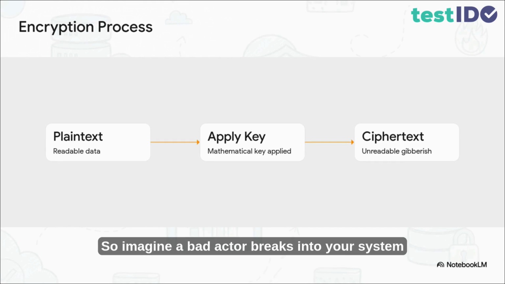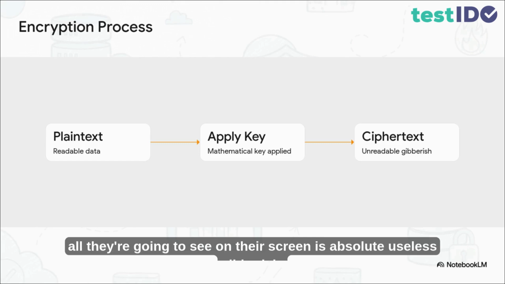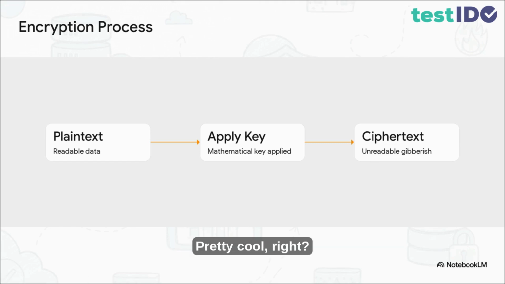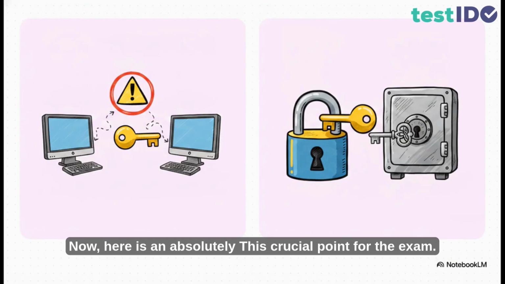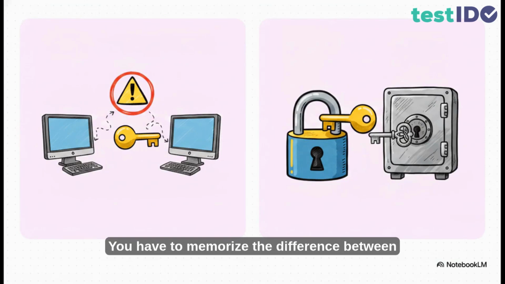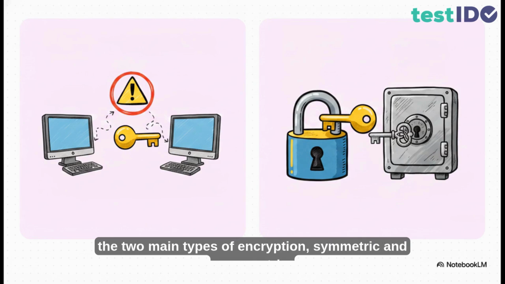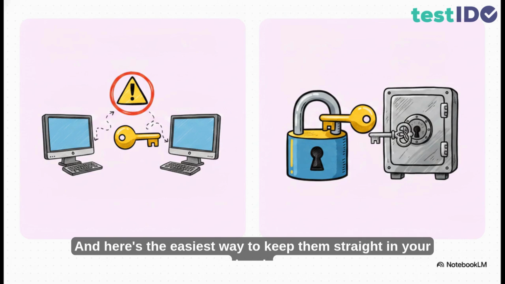So, imagine a bad actor breaks into your system and manages to steal your entire financial database. Without the specific decryption key to unlock it, all they're going to see on their screen is absolute useless gibberish. Pretty cool, right? Now, here is an absolutely crucial point for the exam. You have to memorize the difference between the two main types of encryption, symmetric and asymmetric. And here's the easiest way to keep them straight in your head.